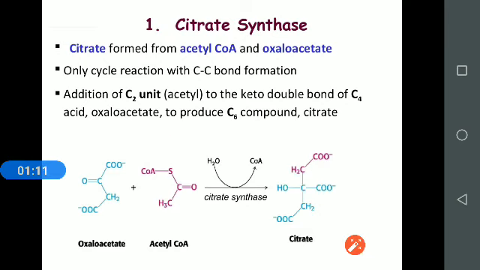Okay, next, addition of the C2 unit, acetyl, to the keto double bond of the C4 carbon. The keto group of this carbon is attaching oxaloacetate to produce a 6 carbon compound, citrate.